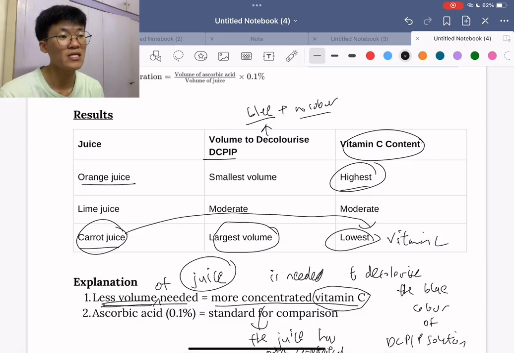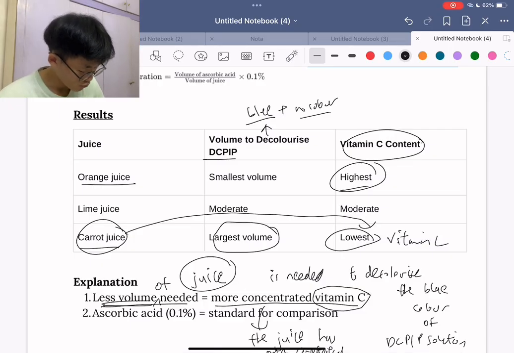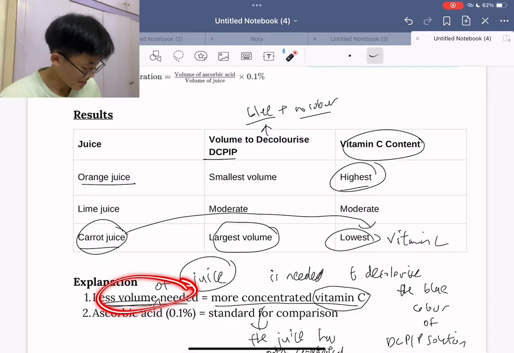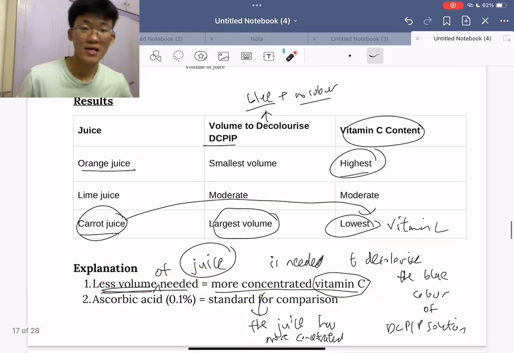So I use the DCPIP solution. When I know the volume of the juice that can decolorize the blue color of DCPIP into no color, I know that when less volume is needed, it means more concentrated vitamin C.